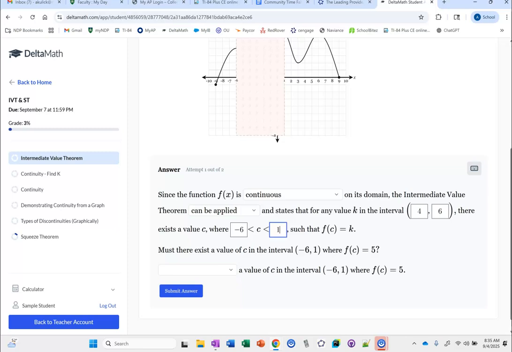So then it asks, must there exist a value of c in the interval from -6 to 1 where f of c is equal to 5? Well, is 5 in between 4 and 6? So yes, there has to be some c along the way where the x value in between where the y value is found.